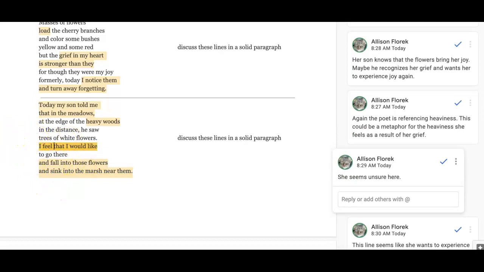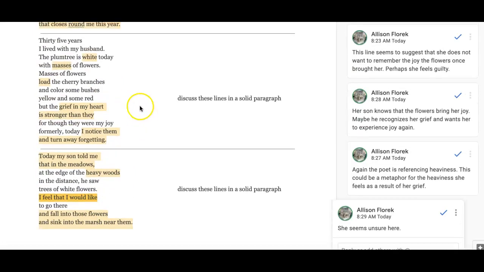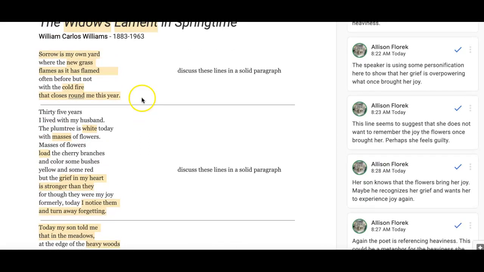So as we're looking at these last few lines, think about what the speaker is trying to get across about her grief. So maybe she's trying to get across that she wants to experience joy again and falling into the flowers. But then she also is so sad and she seems to be unable to get past her husband's death, so that a part of her maybe wants to experience joy, but another part of her doesn't want to live anymore because of his death. So that's just a quick overview of some of the lines that you can be referencing.